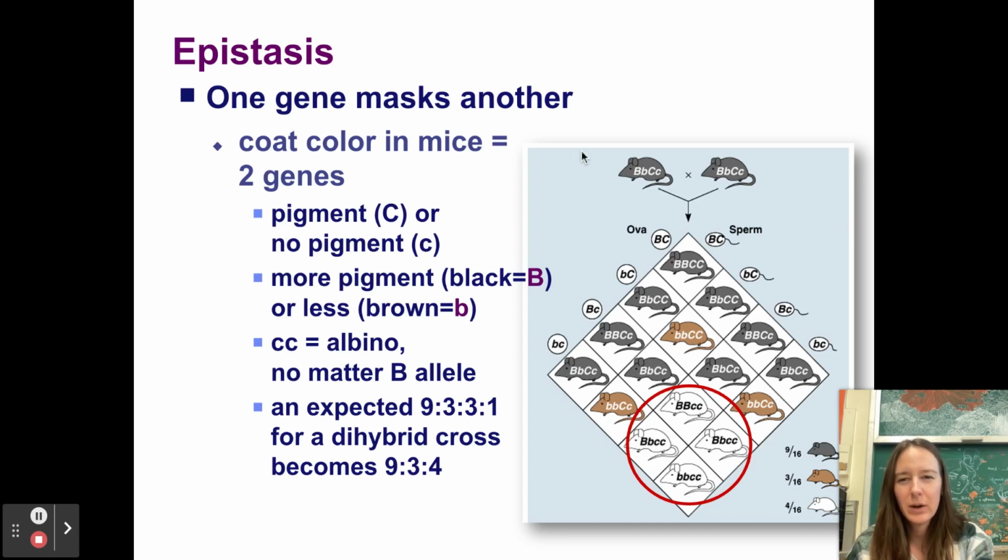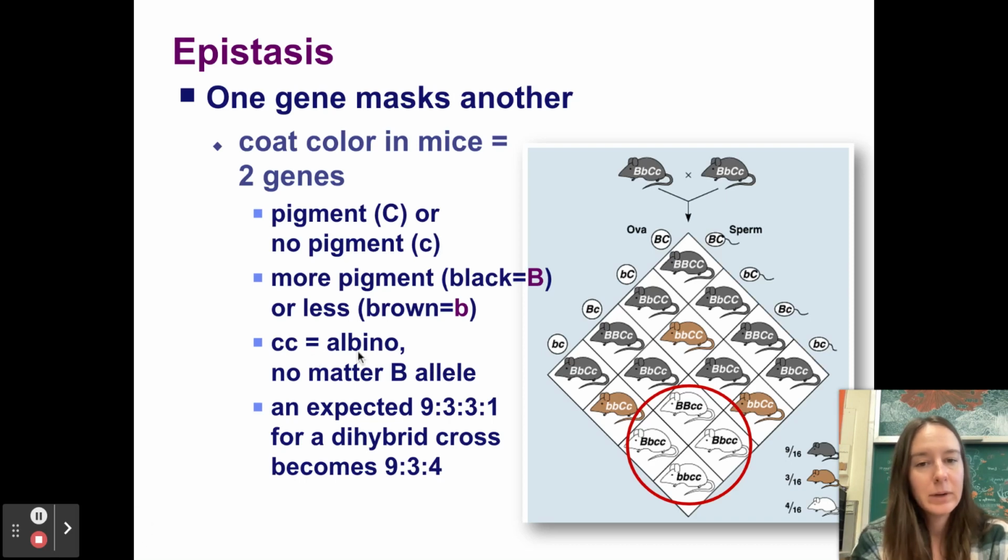So for example, let's look at coat color in mice. There's two genes that control coat color. The first is a C gene, and the dominant allele means having pigment, so the ability to create pigment proteins if you have the capital C allele. If you have the little c allele, you cannot make pigment. The second gene is another spot on a chromosome. There is an allele for more pigment that's dominant, and you'll make black, or less pigment. In this case, you're just making more or less, and that's going to contribute to the overall color of the coat of the mice.